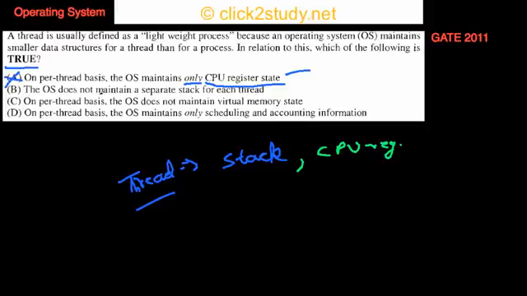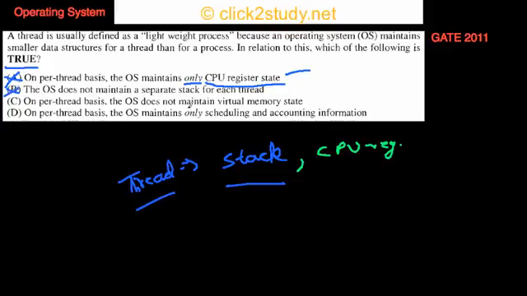The option saying the OS does not maintain a separate stack for each thread is definitely false, because we just discussed that a thread has its own stack. It might do some function calls, and all those things go on top of the stack, so it does need its own stack. So this has to be false.